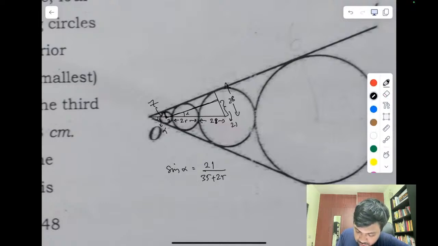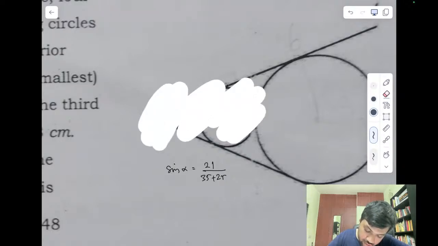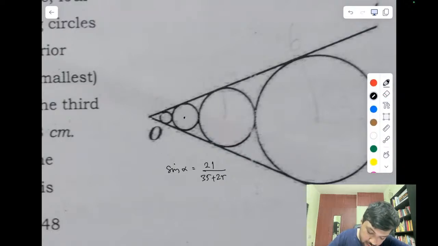35 plus 2r. Maybe we should have done it directly on the larger radius instead of the smaller one. But anyway, 35 plus 2r. And now again, we can try to calculate sine alpha in a different way, hopefully. Okay, so this is one sine alpha. Another we'll try to calculate, somehow including this radius. So if you try to calculate, this angle is alpha again. And maybe we should be able to calculate from this small piece here. Again, this alpha. This entire radius is r.